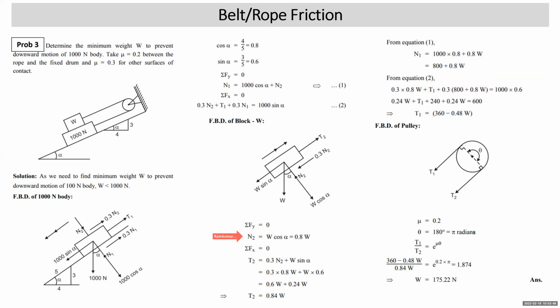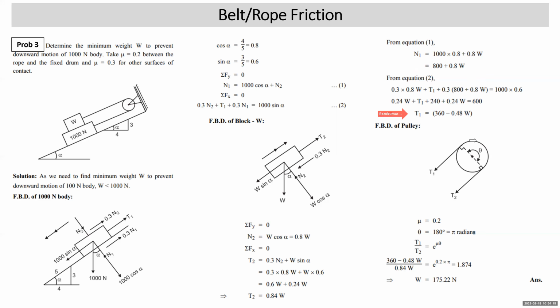And I substitute cos alpha. So the value of N1 is arrived at 800 plus 0.8 W. Now from equation number 2, I substitute the value of N2 and the value of N1. Then I get the value of T1. Now students, from this diagram we got the value of T1 in terms of W, and from this diagram I got the value of T2 in terms of W.